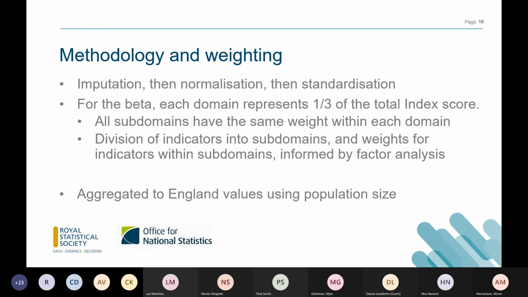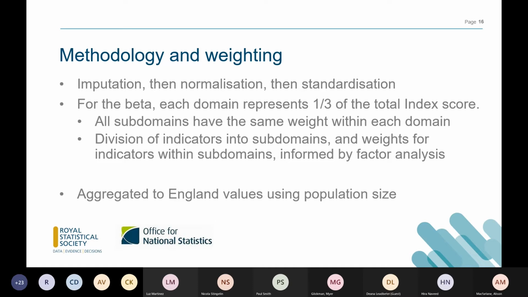We scaled the data so everything had a consistent direction. So in all of our indicators, a value increasing means that health is improving. For example, where we have information on smoking prevalence, where that goes up, that should signify that health is reducing. So we had to reverse the direction of indicators like that.